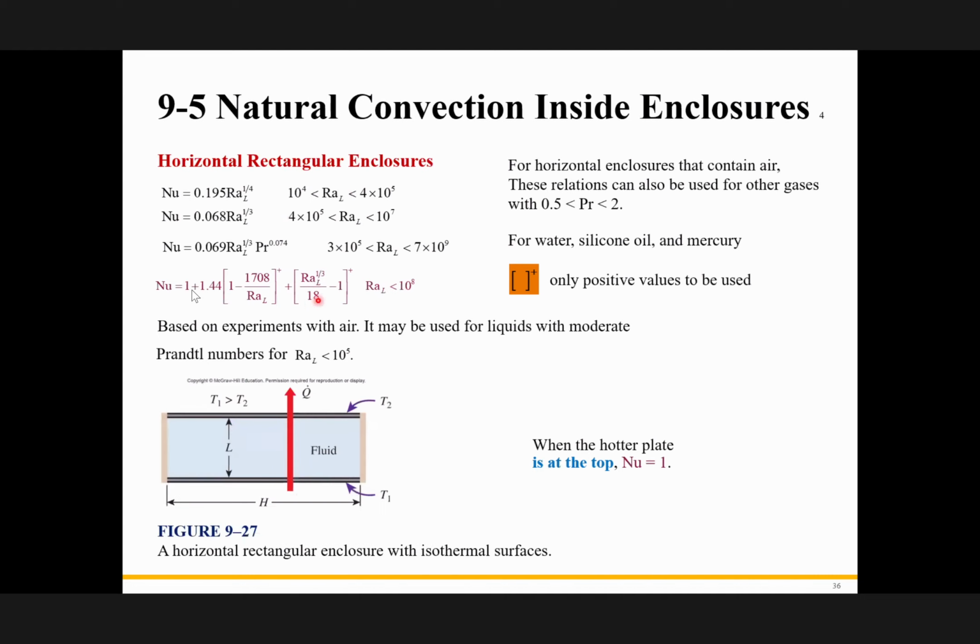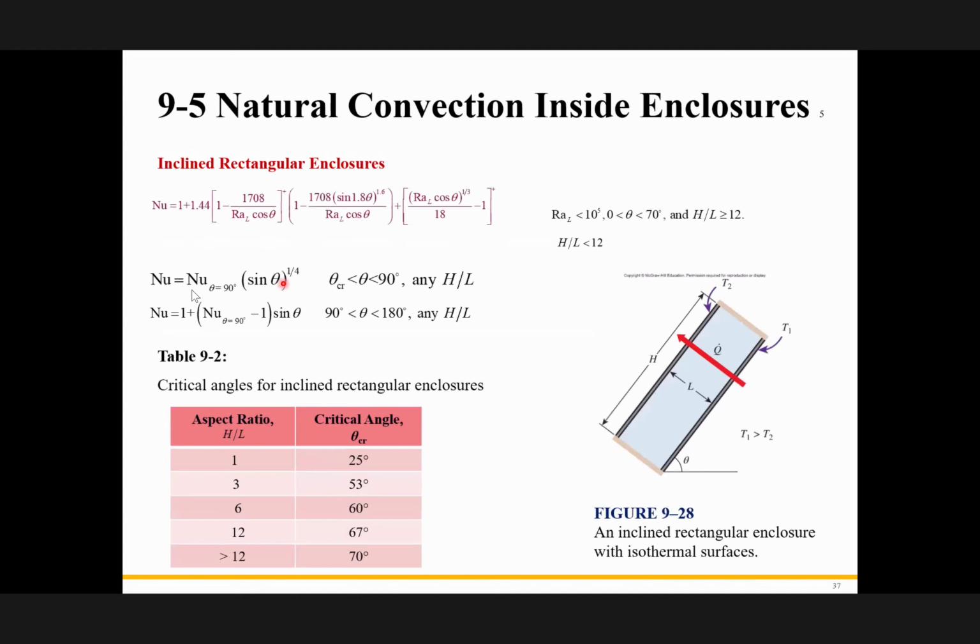Therefore, the correlation that you can see is a version of the equation that we had before, one format of it, but it also includes theta, the angle, because it's inclined at theta. It also mentions the restrictions: the Rayleigh number has to be less than this value, theta has to be between 0 and 70, and the height over the spacing L has to satisfy this condition, it has to be more than 12.